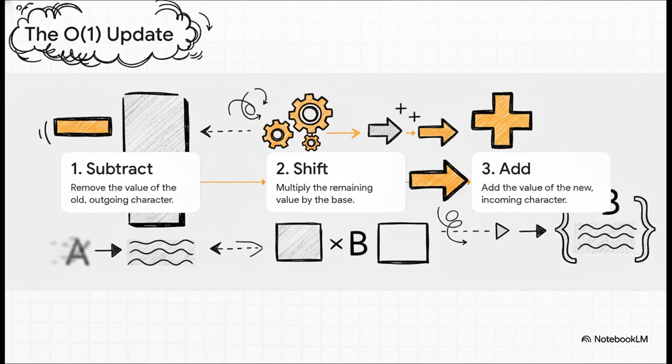And here's how that update works. It's a simple 3-step dance. First, as the window slides, you mathematically subtract the value of the character that just fell off the end. Second, you shift everything that's left over. And third, you add in the value of the new character that just slid into the window. Because this little operation takes the same amount of time no matter how long the pattern is, we call it a constant time, or O of 1 update. This is the engine that makes the whole thing run so fast.